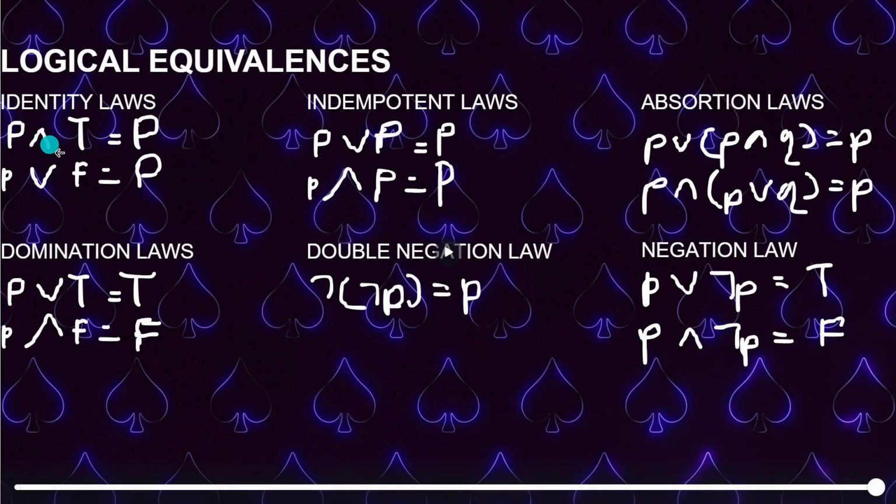If P and true, then it becomes P. If P or false, then it becomes P. This is called the identity law. The next one, idempotent law: if P and P, then it becomes P, or if P or P, then it becomes P. This is the idempotent law.